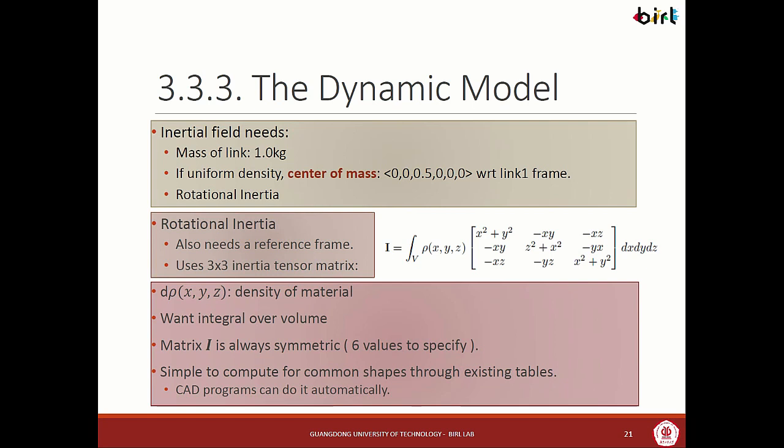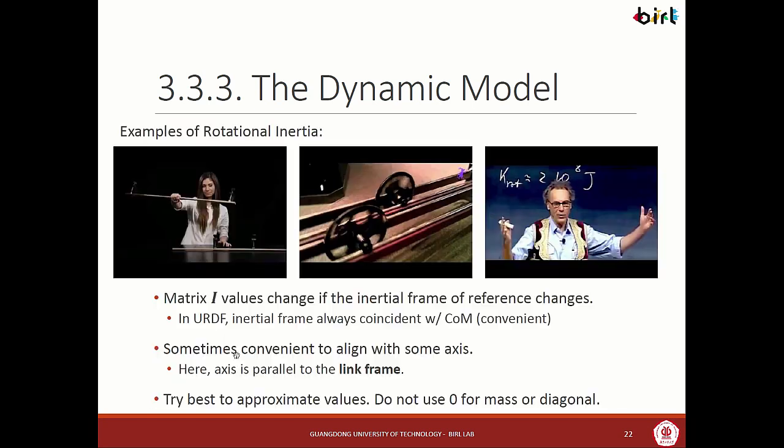So this is the density of the material. This is wrong. We want to integrate over the volume. This matrix I is always symmetric. The resulting rotational inertia is symmetric. And then we only need 6 values. We don't need all the 9 values. This is simple to compute for common shapes. There are many tables that say, this is how you do it. And then CAD programs like SolidWorks will compute this matrix automatically. Because the question is, how do I compute these values? SolidWorks will do this automatically internally.